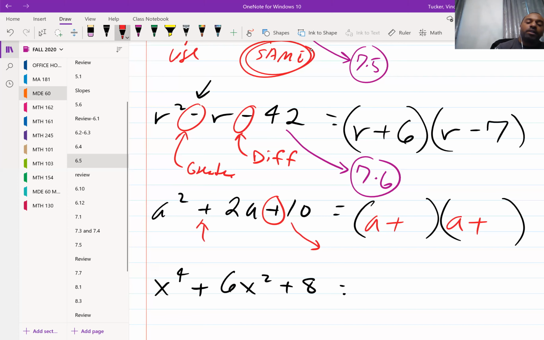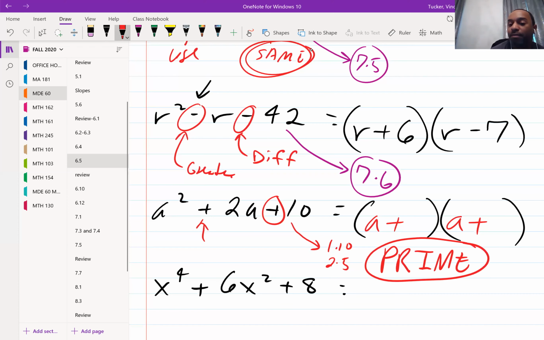So now we look at 10 and say, what are my factors of 10 that will add together? Like I said, don't change what you do. Just examine what you have. What are my factors of 10 that will add together to give us 2? So we got 1 times 10 as an option. 2 times 5 is an option. Will either one of them add together to give us 2? The answer is nope. And that means it is prime. You know, we talked about that last class, that if something cannot be factored, then it is prime.